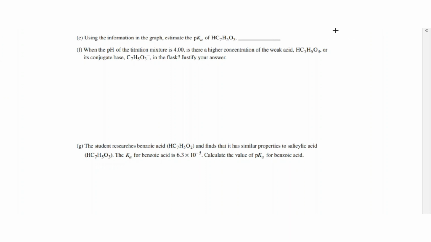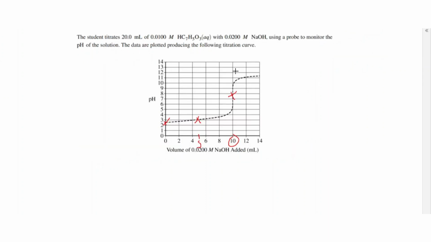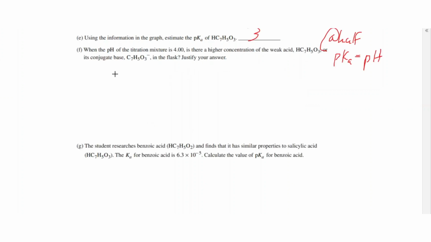So we know that at the halfway point, pKa equals the pH. And so when we check our graph again, we can see right here at our halfway point, we have the pH equals 3, so the pKa is going to be equal to 3. Now, when the pH of the titration mixture is 4, is there a higher concentration of weak acid, which is our salicylic acid, or its conjugate base?